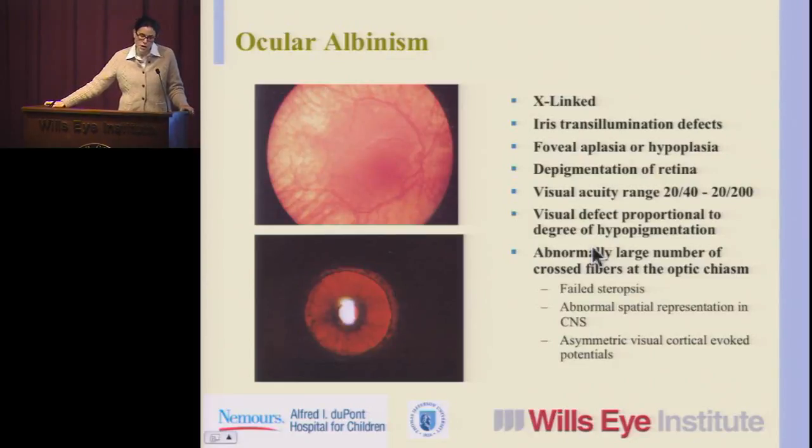I have 2 little girls who have this, who are both doing very well and about in the 20/40 range. And what you will also see is that there's an abnormally large number of crossed fibers at the chiasm. So they'll fail their stereopsis, and they have asymmetric visual cortical evoked potentials, although really this is a clinical diagnosis. You don't typically need to do that. I do refer all of these children, though, to genetics for their help in caring for them, and so that they can have discussions when it comes for these children to be having children of their own.